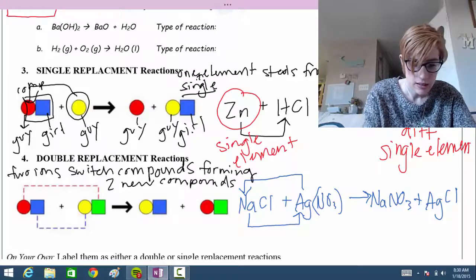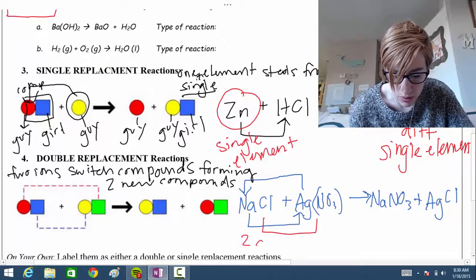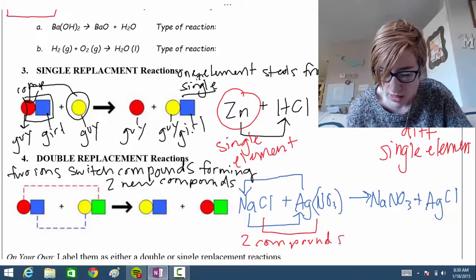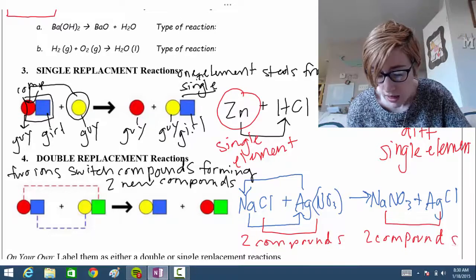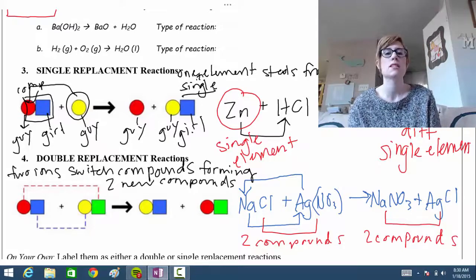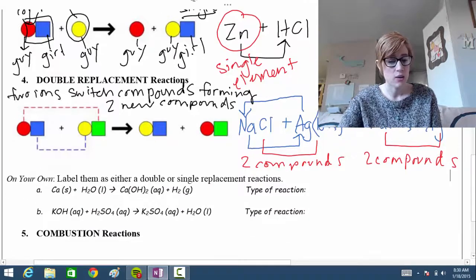So my key is, do you see two compounds at the beginning? And only two. You can't see 3 or 4. You have to see 2. And do you see two compounds at the end? If you see two compounds at the beginning and two compounds at the end, it's going to be a double replacement reaction, okay?